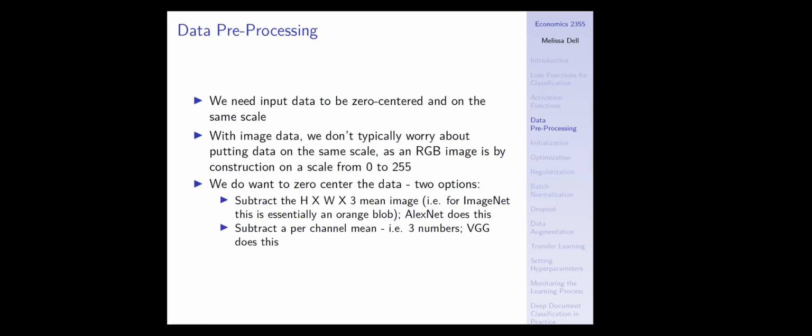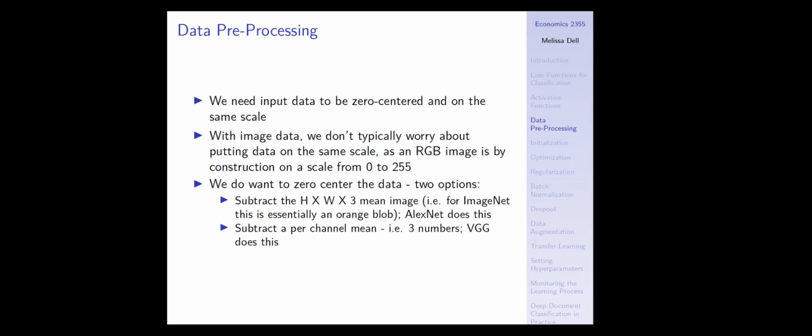So we'll explain that in a minute, but for now, take it as given that we need this to be true. With image data, we don't worry about putting the data on the same scale because an RGB image or a grayscale image, a black and white image, are already on the same scale. If it's an RGB image, there are pixel values from 0 to 255. We do need to zero center the data, and there are two options. You could just take the mean image in your data, which for ImageNet is going to essentially look like an orange blob.